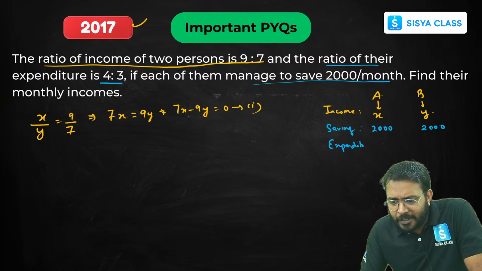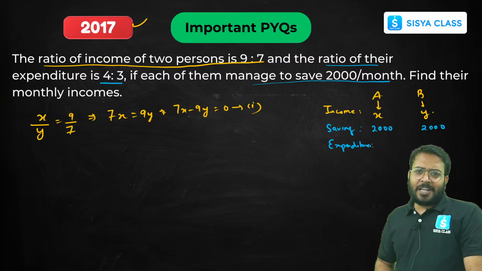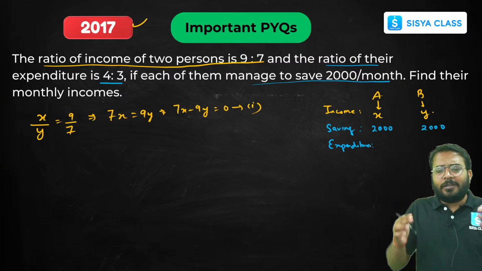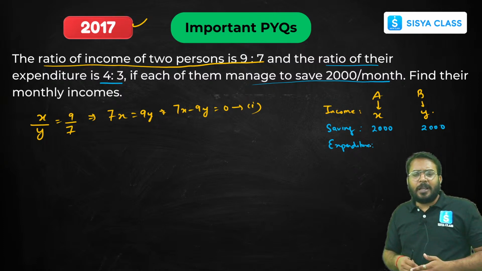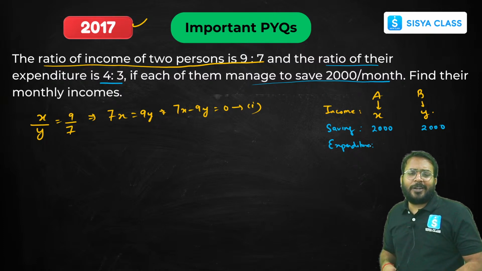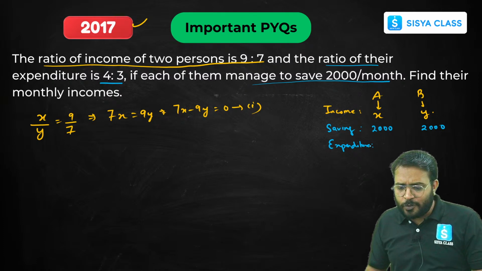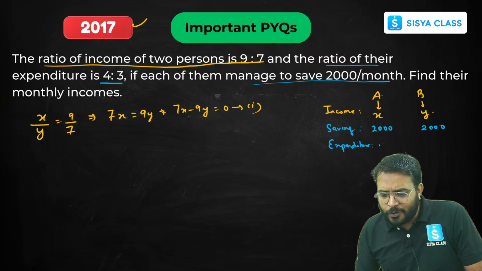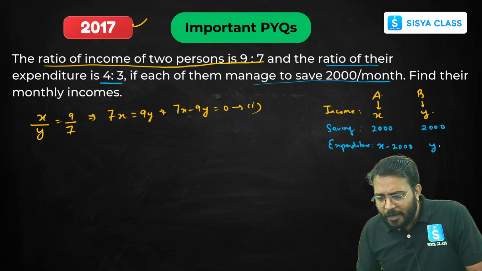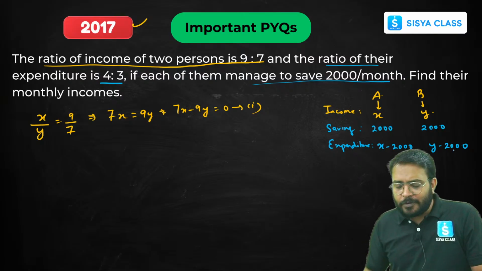Then what is going to be their expenditure? Their expenditure is nothing but, beta, income minus saving, right? If you are earning 10 rupees and you are saving 2 rupees, that means your expenditure is going to be 10 minus 2. In the same way, their expenditure is going to be x minus 2,000 and y minus 2,000, right?